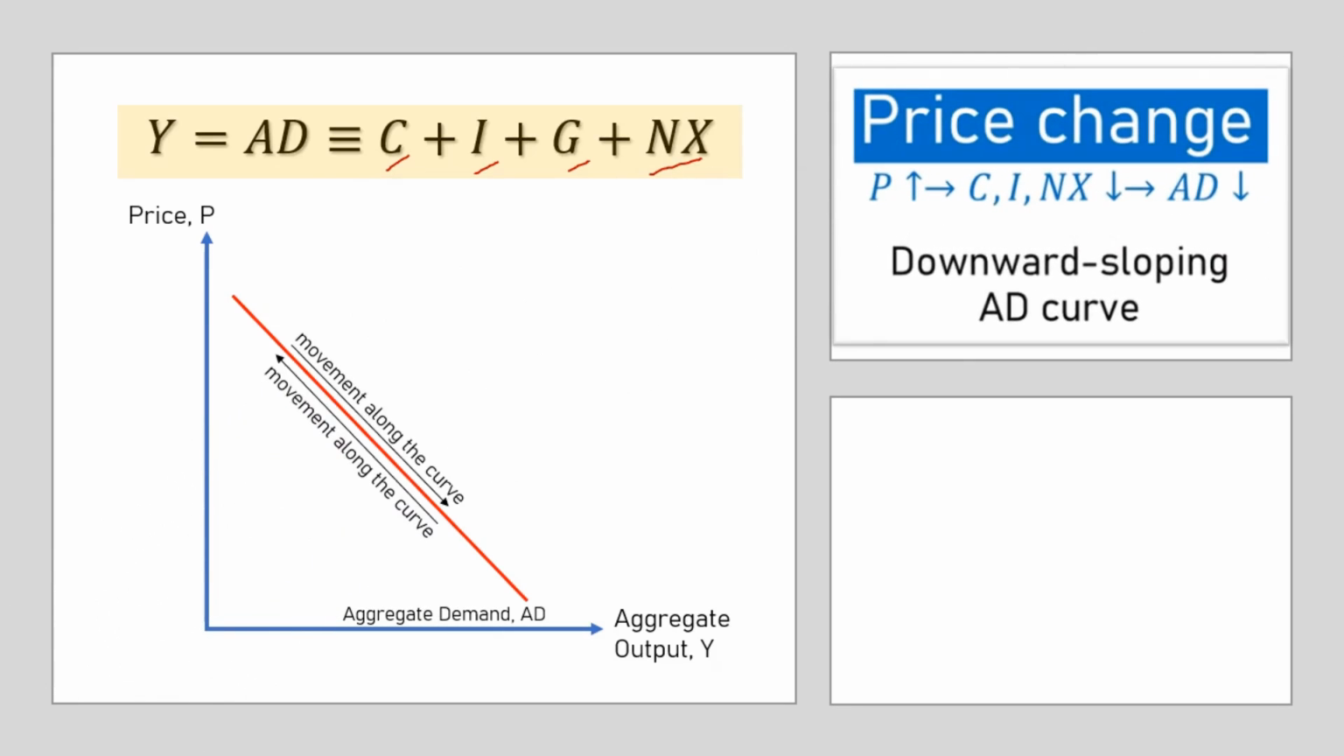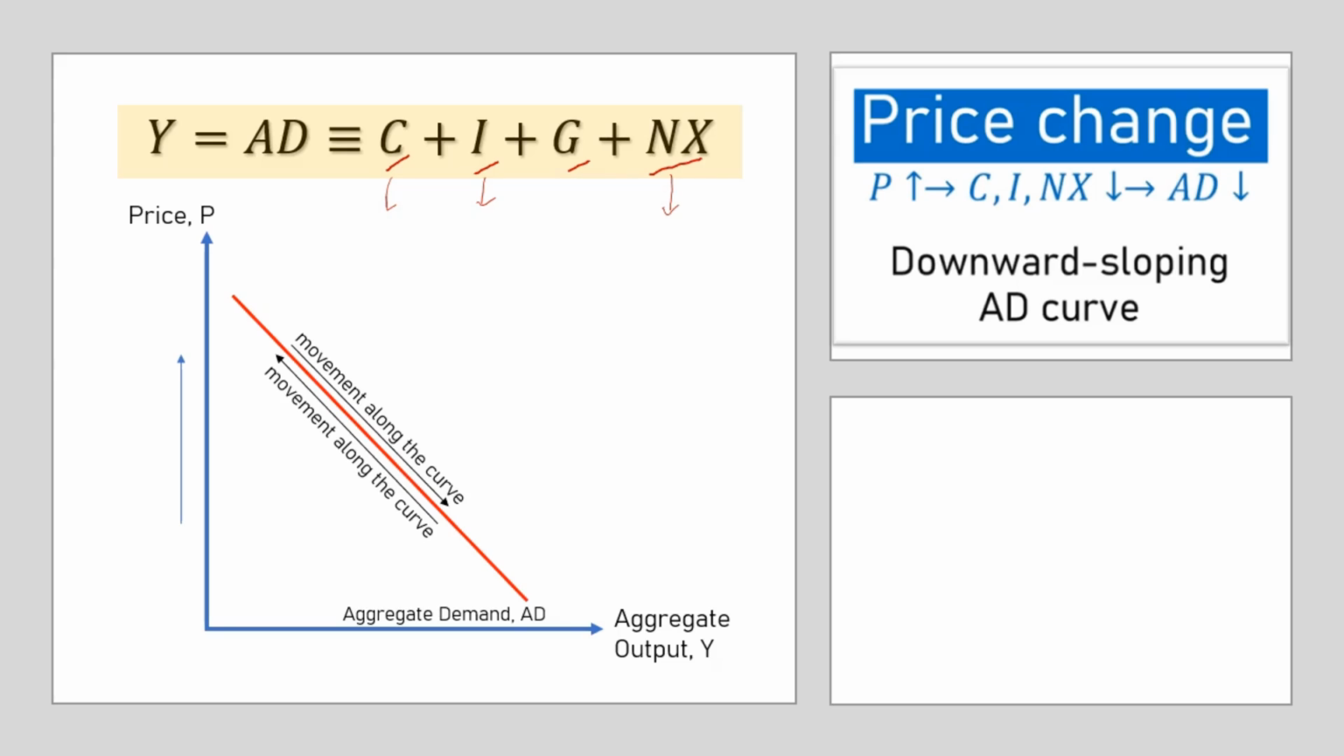Suppose that the aggregate price increases. Assuming that G is fixed by the government, what will happen to our AD elements? Well, the price increase will reduce C, I, and NX, from the following explanations. First, consumption declines because a price increase makes consumers less wealthy. That is why the effect is called the wealth effect.